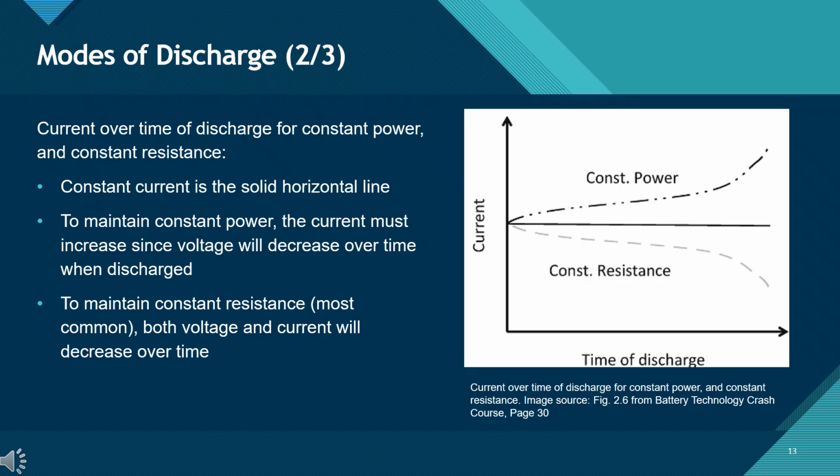And finally, with constant resistance, which is the most common case, both voltage and current decrease together over time. This happens because as the voltage drops, the current through a fixed resistance also drops. So, the key takeaway is that the mode of discharge has a big impact on how the current behaves during battery operation.